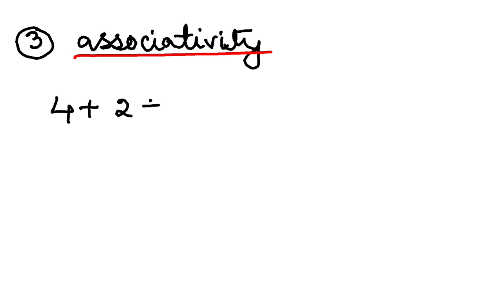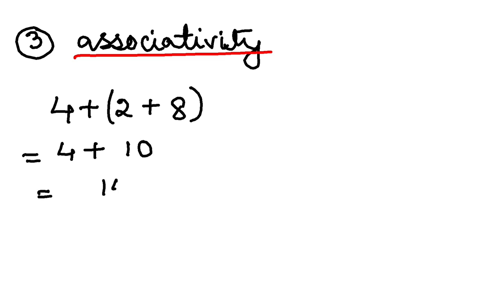Associativity. You have to be careful with the spelling. Now what it means is very simple. Take 4 plus, let's say, 2 plus 8, and there is a bracket over here. So the bracket part is done first: 2 plus 8 is 10, so 4 plus 10 is 14.